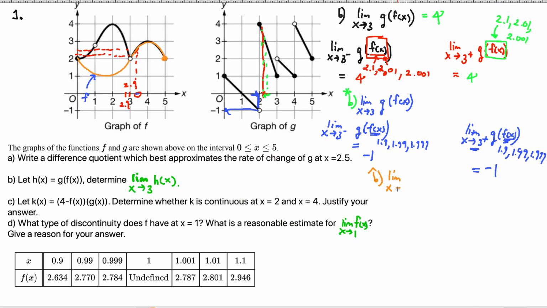So limit as x goes to 3 of g of f of x. And again, let's investigate limit as x goes to 3 from the left. And then let's look at limit as x goes to 3 from the right. Okay, and let's see what happens now in this case.